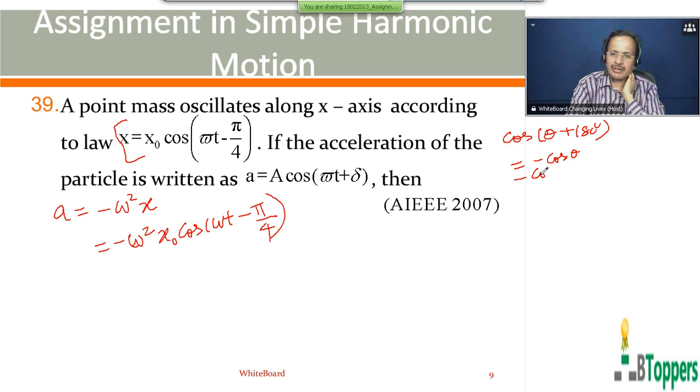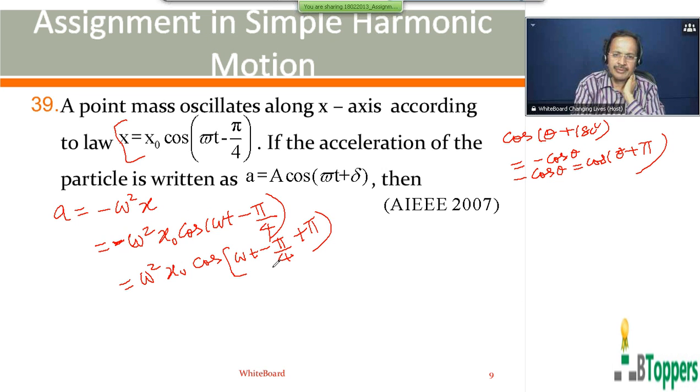That means minus cos theta can be written as cos of theta plus 180 degrees, which is pi radian. So minus cos of omega t minus pi by 4 can be written as omega square into x naught cos of omega t minus pi by 4 plus pi. So the instantaneous acceleration can be written as omega square into x naught cos of omega t plus 3 pi by 4.